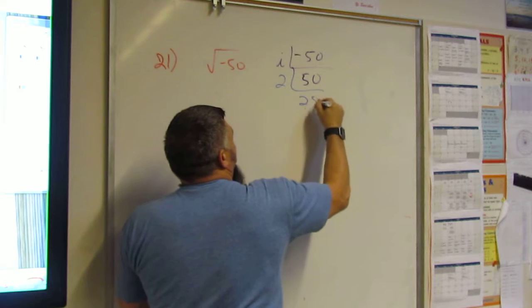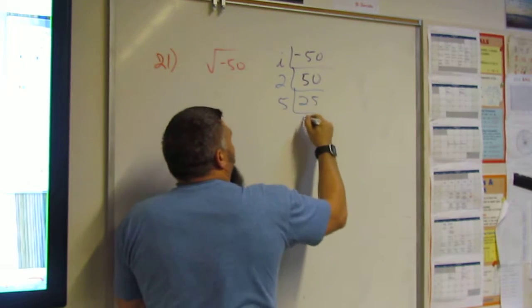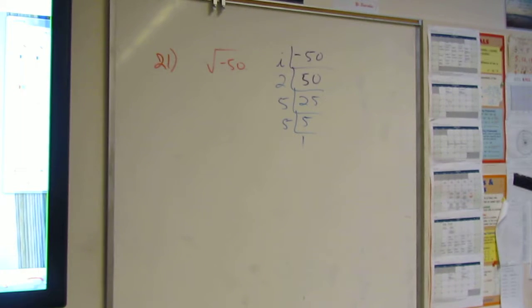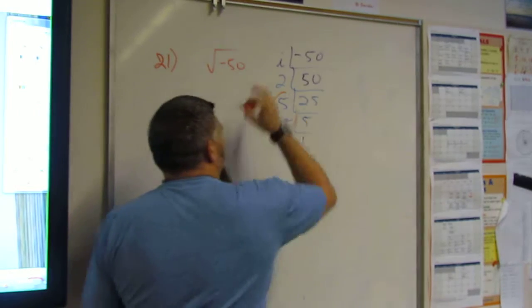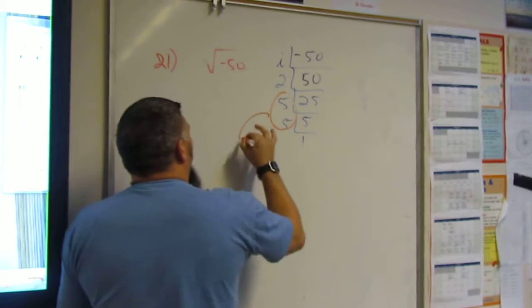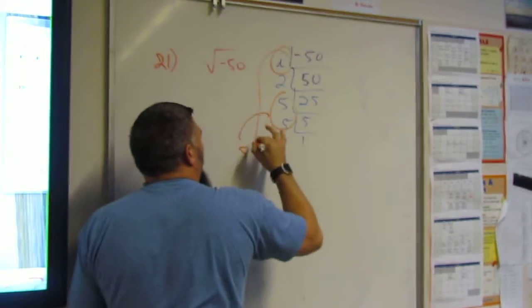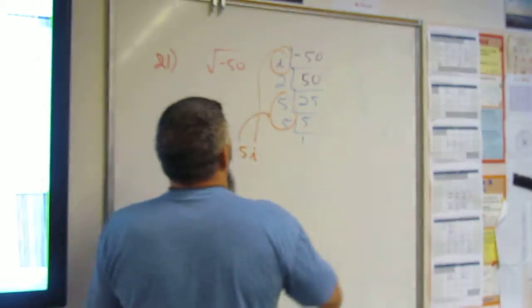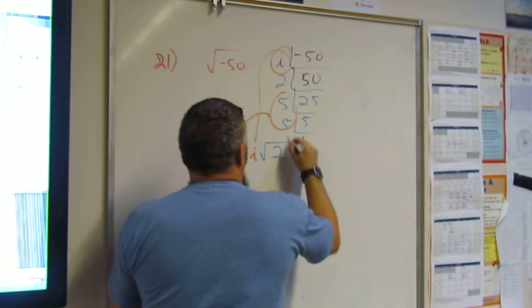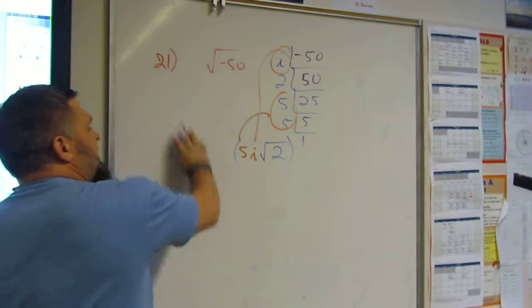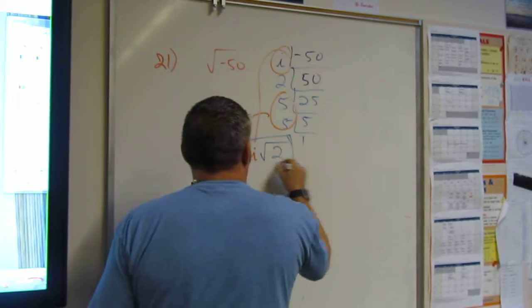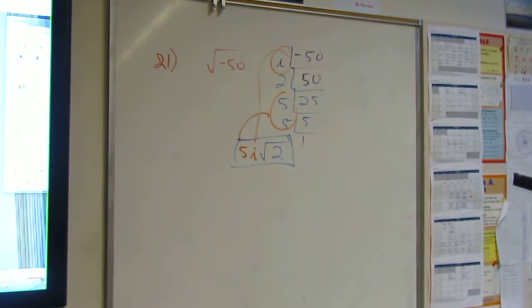2 goes into there 25 times. 5 goes into there 5 times. 5 goes into there once. When you get to 1, you're done. Right? Okay? Circle your pairs. This is my pair. So I can pull out a 5. I can pull out an i. Whatever's left stays in the box. That's a 2. And then if I have anything multiplying against it, I multiply it. It doesn't, so I'm done. 5i square root 2.